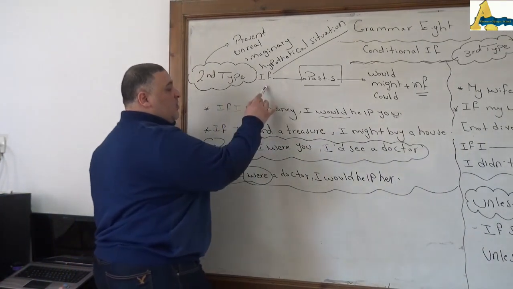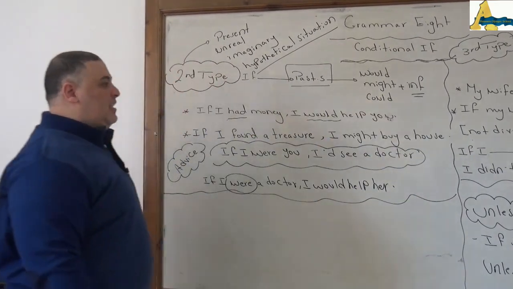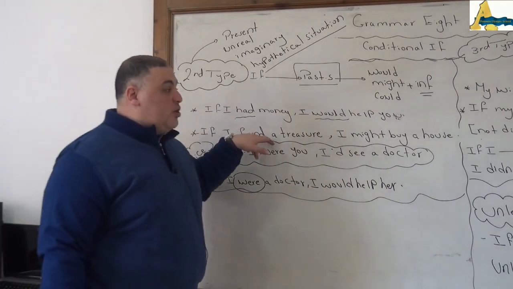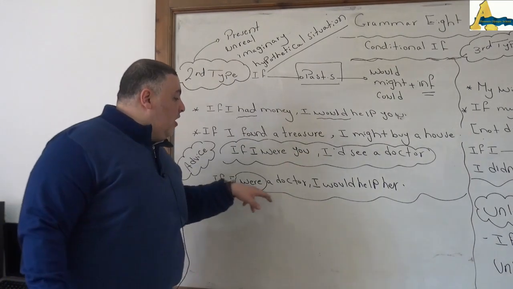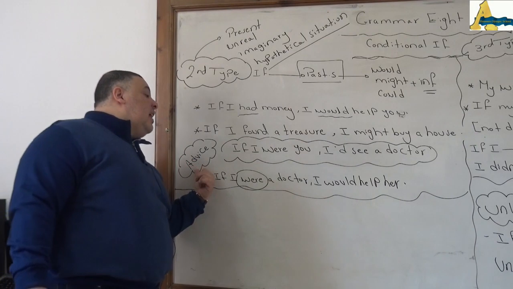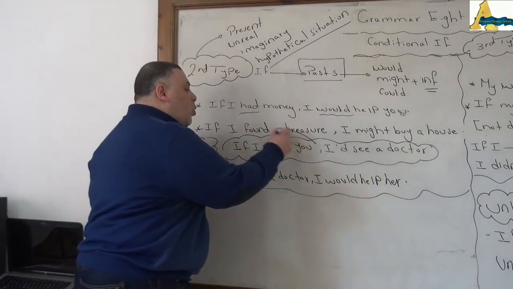So the second type is followed by the past. If is followed by the past simple, would or might or could plus infinitive. If I had money, I would help you. Or if I found a treasure, I might buy a house. Or if I were you, I would see a doctor. Or if I were a doctor, I would help her. Of course, take care that we use the second type usually in the form of advice, using the form, if I were you, I would.